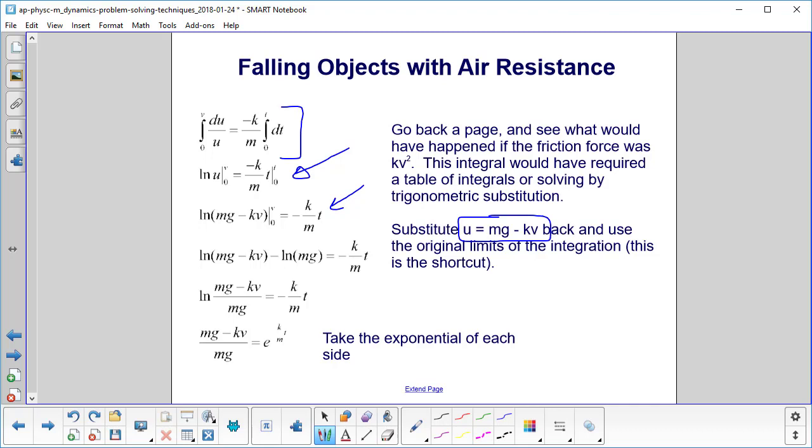The left side will be the ln of mg minus kv minus the ln of mg. We then use the property of logarithms here to put that into a fraction. And now we have ln of (mg minus kv) over mg equals minus k over m times t. And we'll take the exponential of each side. Well, that clears out the ln on the left side, and on the right we have e to the minus k over m times t.